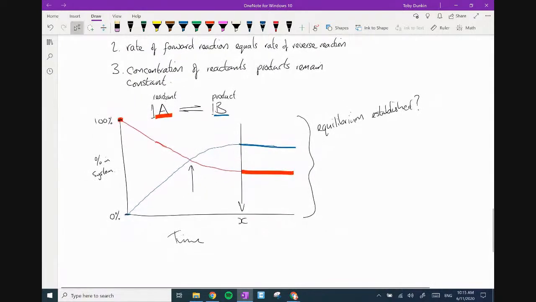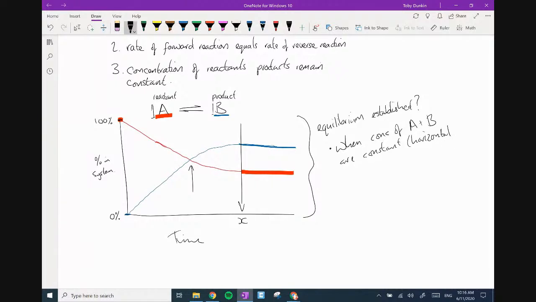Well done. Good man. So number one, we can say equilibrium is established when the concentrations of A and B become constant. A and B are constant. And it's nice to say Ben's one, horizontal, in brackets. It's really useful, that. Horizontal.